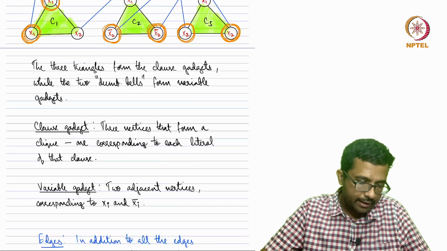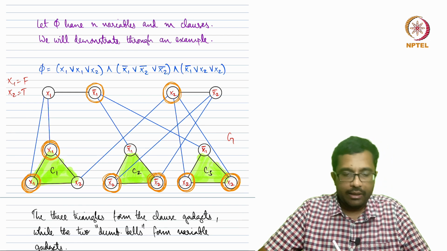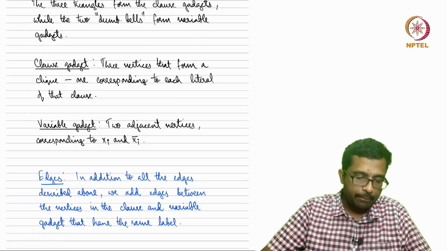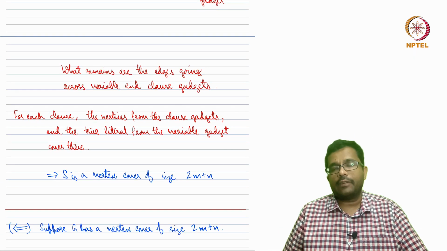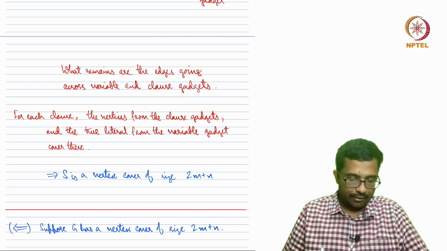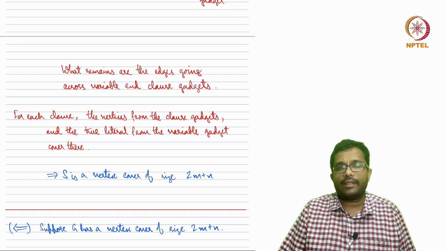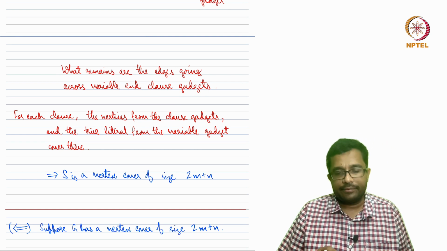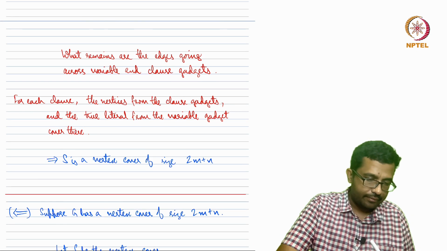And how many vertices did we select? 2 from each clause gadget, so 2m, and 1 from each variable gadget, so n. So we pick 2m plus n vertices, and that forms a vertex cover. So we started with the assumption that there is a satisfying assignment, and we got a vertex cover of size 2m plus n. So this completes one direction.